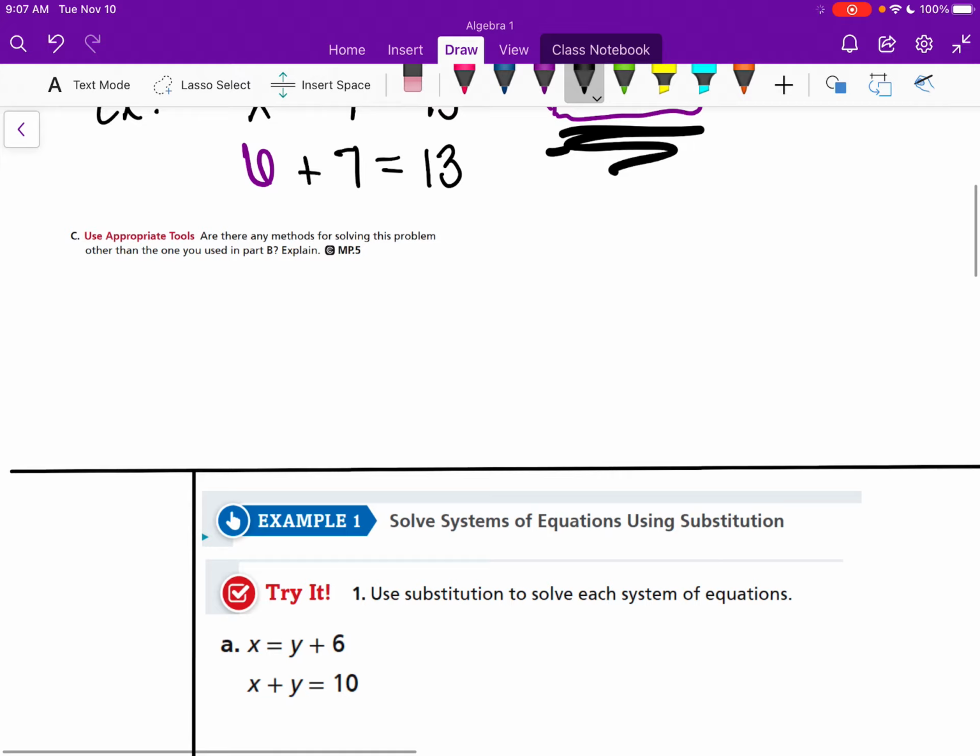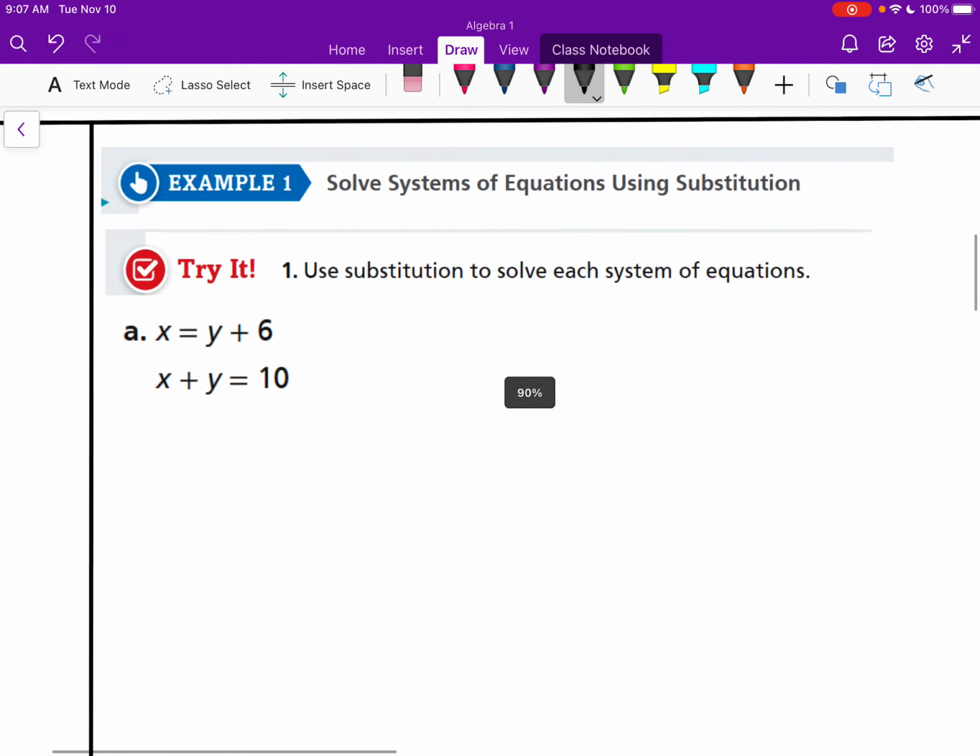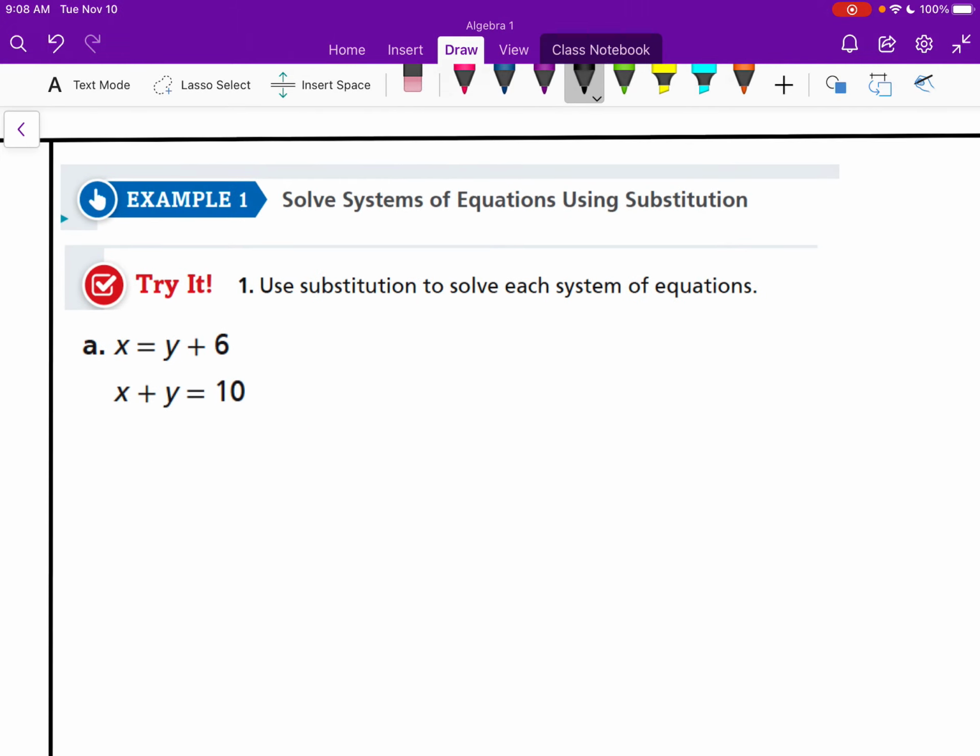So let's look at example 1a. We are given two equations, x equals y plus 6 and x plus y equals 10, and we are being told to use substitution, which means we are going to replace. In this case, we are being told that x is equal to y plus 6. Using our principles of substitution, that means we can replace any x we see with y plus 6.